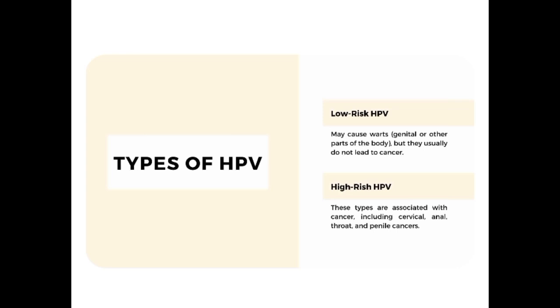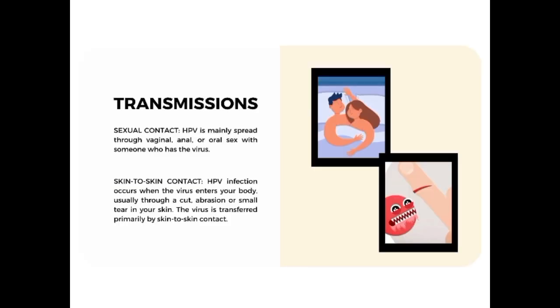So there are two types of HPVs, the low-risk HPV and the high-risk HPV. The low-risk HPV causes warts in the genitals or in any other parts of the body, but it does not usually lead to cancer. However, the high-risk HPV is the type of HPV that causes cancer, such as anal, cervical, throat, and penile. How is HPV transmitted?